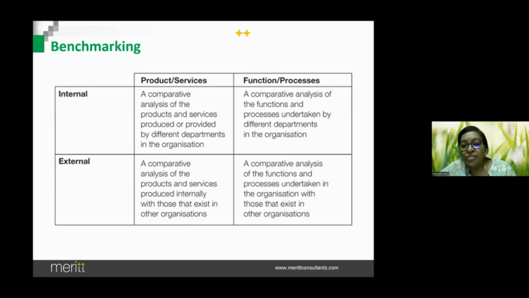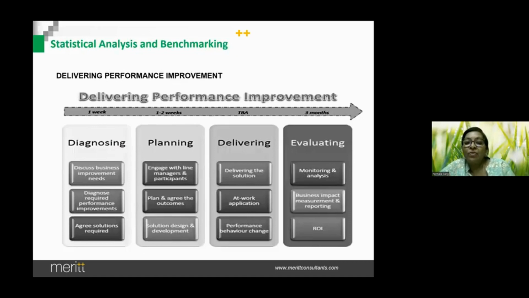So what you could do is, if you are in any particular organization, see how your process performs and then benchmark it with a similar process in another, similar industry, so that you are able to evaluate exactly how well it is performing. Okay. So this is also useful when you're doing a performance improvement plan. You want to do benchmarking.